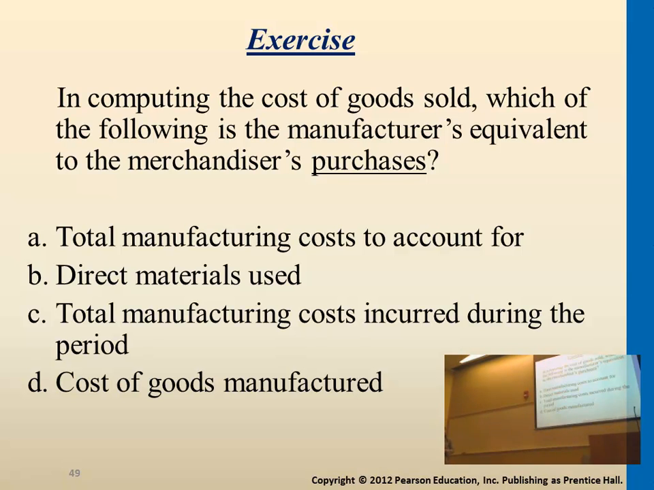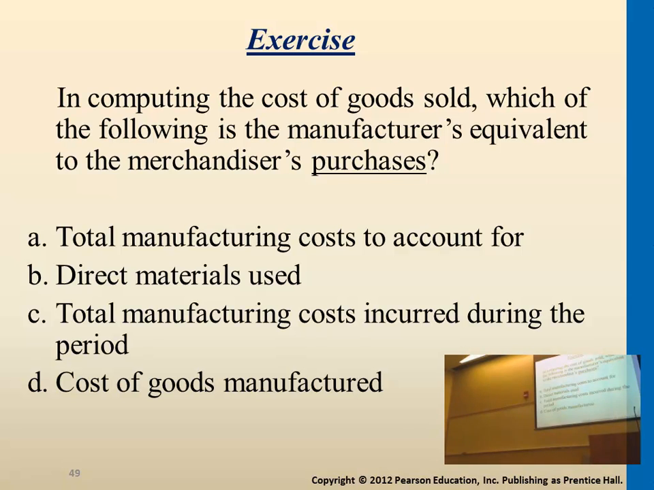Okay? Now, computing the cost of goods sold, which of the following is the manufacturer's equivalent to merchandiser's purchases? This one is a little tricky. First of all, purchases. Remember purchases, what I showed over here, we have beginning inventory and we have purchases, then we have freight charges, ending inventory, then we get cost of goods sold for a merchandising business. So what this question is asking you is, what is the equivalent of purchases using manufacturers' categories?